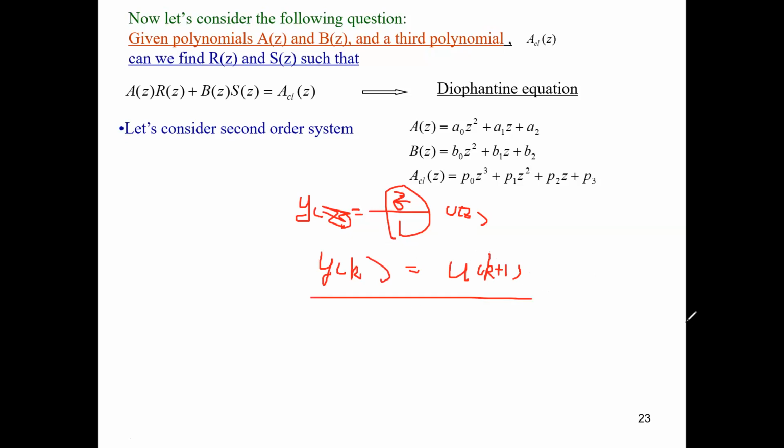If you look at this one, what does that mean? My current output depends upon my future input. Physically it cannot happen, right? The future cannot affect the present. Is that clear? So that's the main reason. That's what we call this is not a proper transfer function.